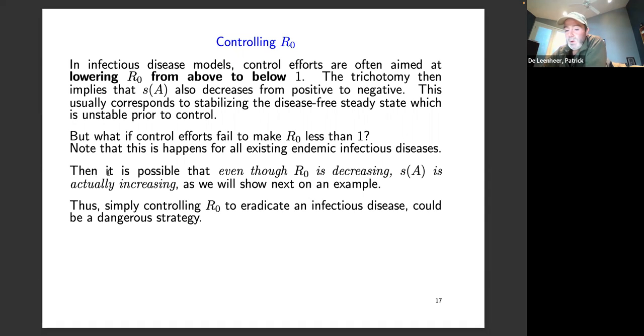And what I want to show, perhaps less important for this crowd, is that that's a dangerous strategy. If you're unable to stabilize, by controlling the disease somehow you may be decreasing R0, which is what you think is a good thing, but at the same time s of A, the real quantity of interest, is increasing.